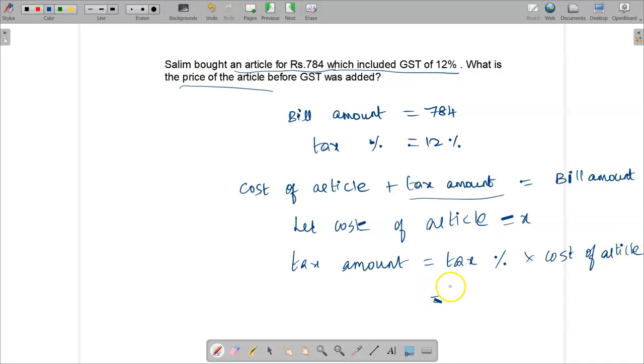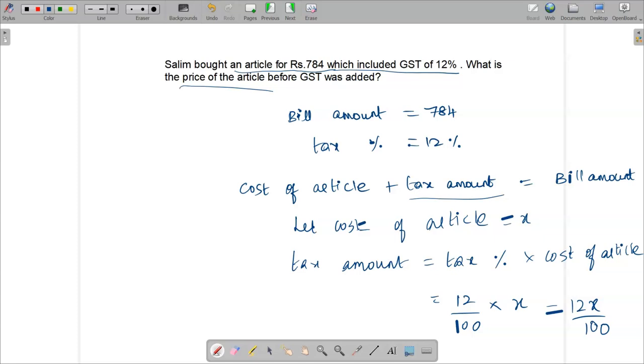So the tax percentage is around 12%. 12% I can write as 12 by 100. The cost of the article I don't know, so I take it as X. So the tax amount is given by 12x by 100.